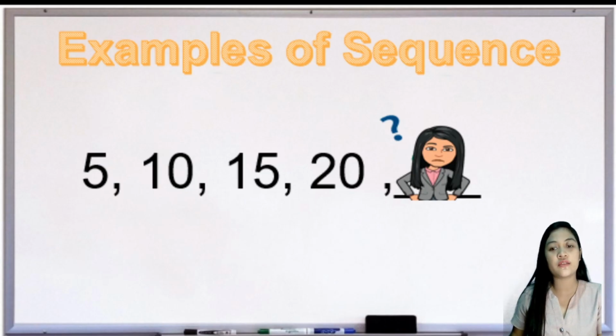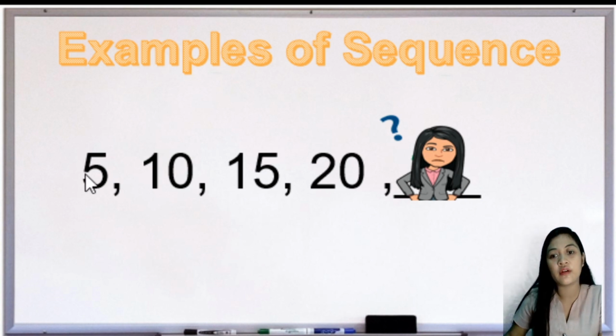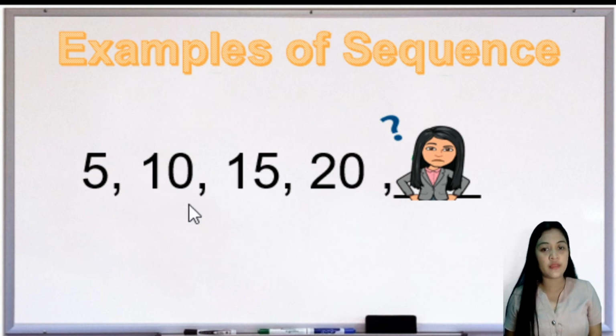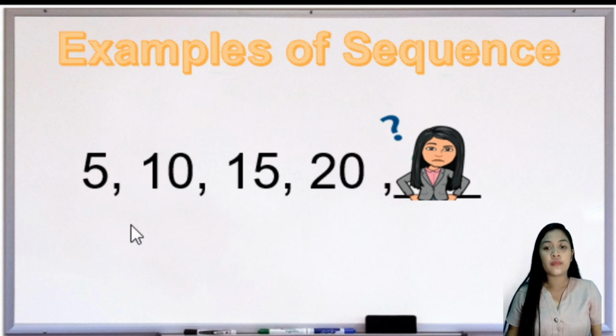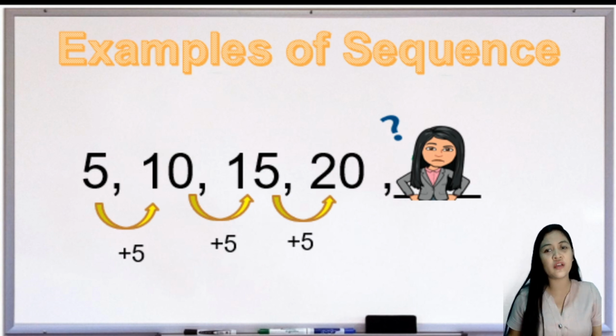Examples of sequence, we have 5, 10, 15, 20. This is an example of sequence. Now, think of this. From 5, what are we going to do to get 10? From 10, what are we going to do to get 15? From 15, what are we going to do to get 20? That is, we are going to add 5. So the rule here is adding by 5.